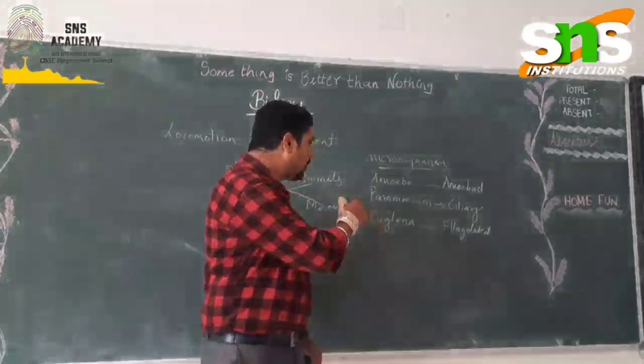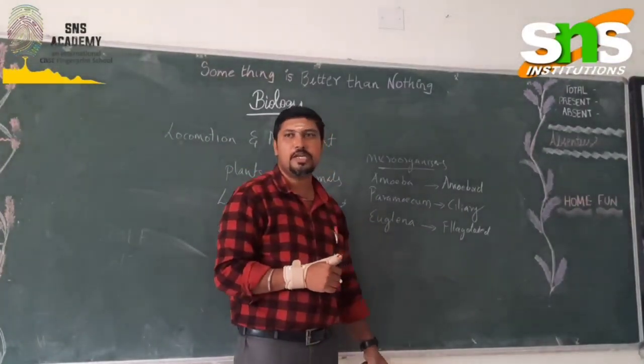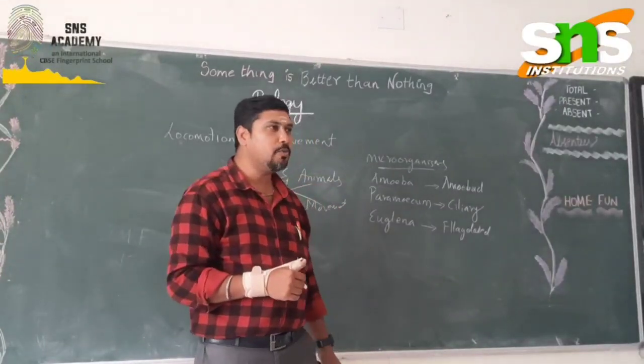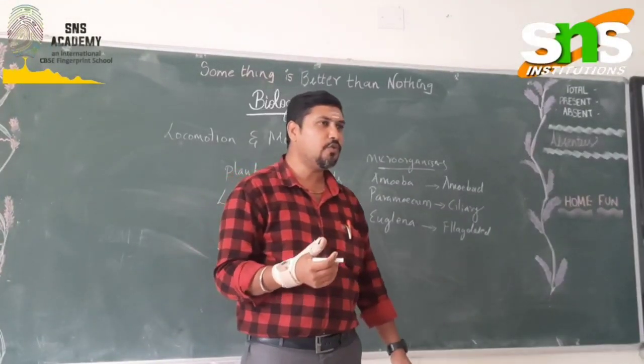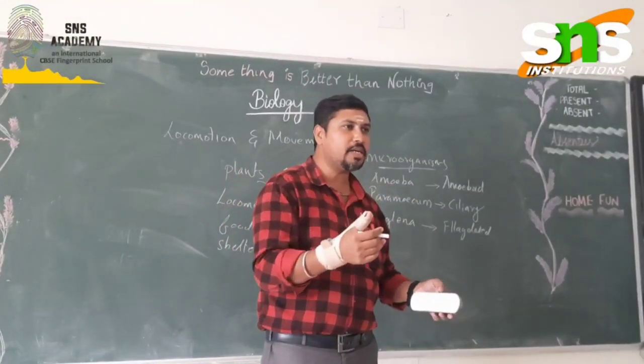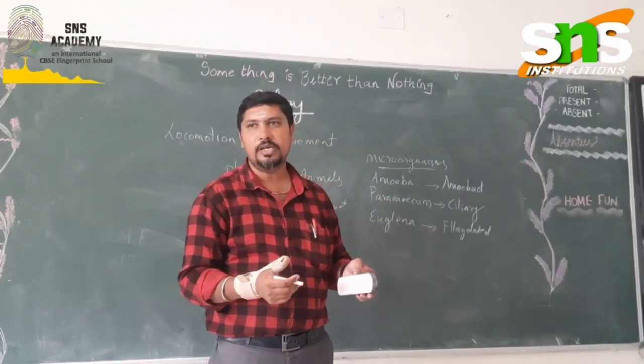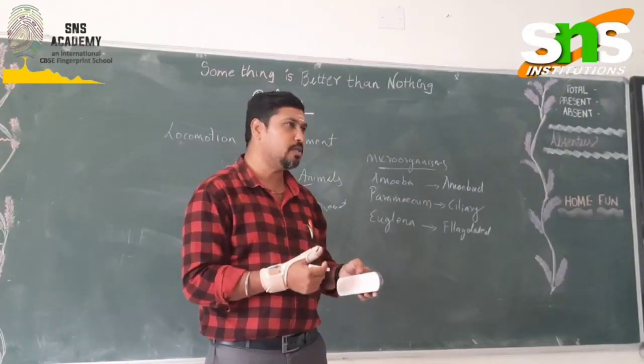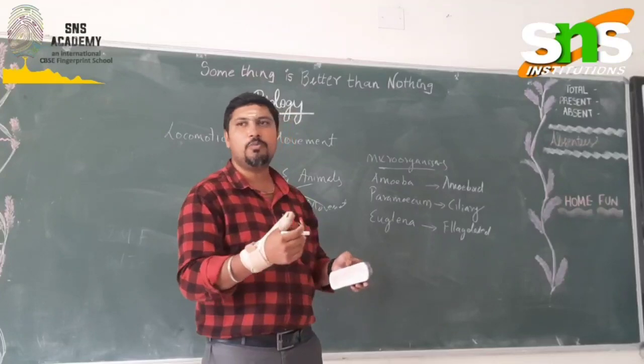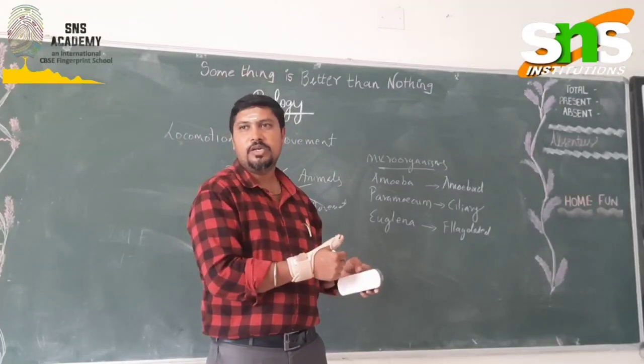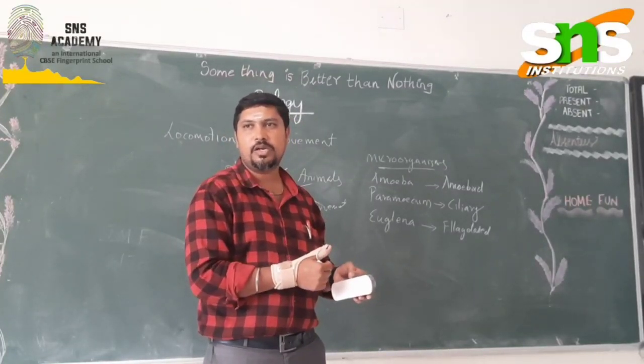And coming to Euglena, flagellated movement. Flagellated movement is with the help of flagella, like tentacles arising out from the body, which they use for movement. The organism moves from one place to another based on this flagellated movement. Got it? Okay.